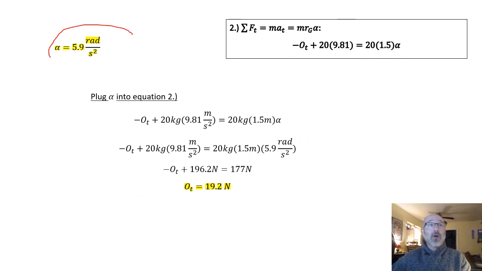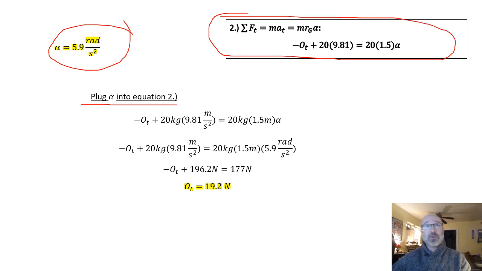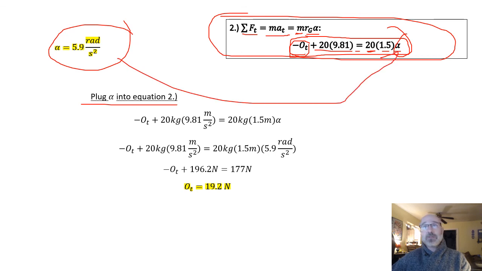With this alpha term, I can plug this back into equation 2. So I refresh my memory: this is my equation 2. The summation of forces in the tangential direction is equal to m times the tangential acceleration, which I plugged in as r sub G times alpha. That led me, when I did out my free body diagram, to my equation of motion: negative O sub t plus 20 times 9.81, my mass times acceleration due to gravity for my weight force, is equal to my mass times that distance of 1.5 times my alpha, where I had two unknowns and one equation. Well, now I have an alpha term that I can plug in, which gives me one equation and one unknown.